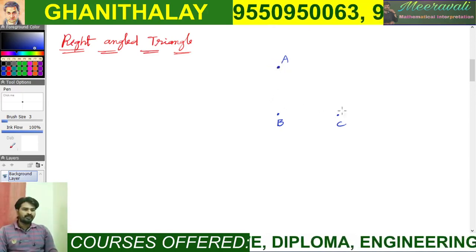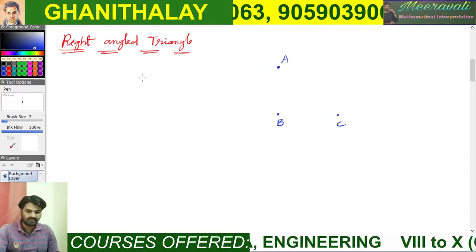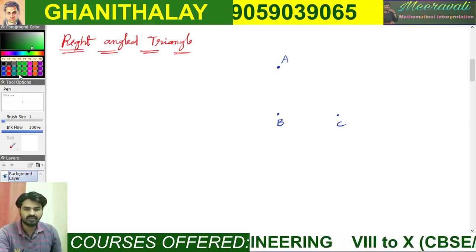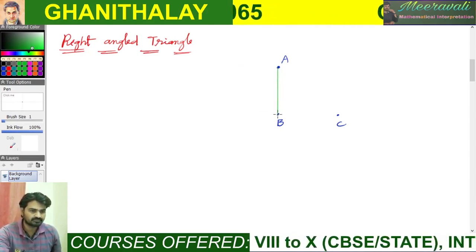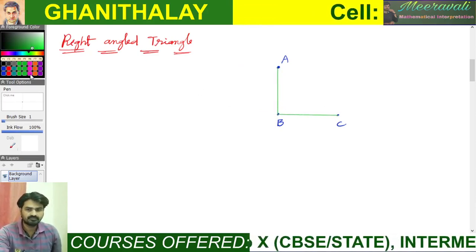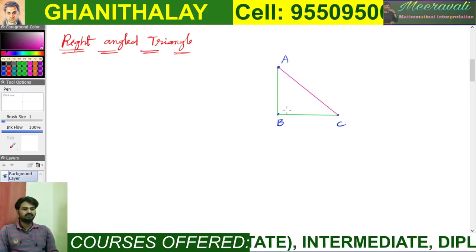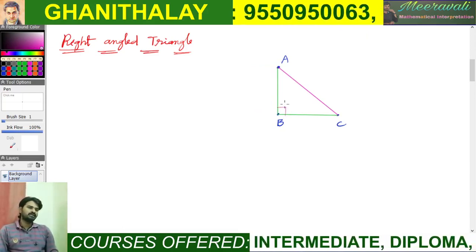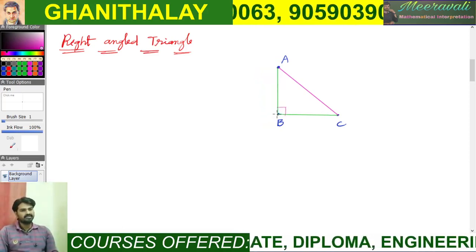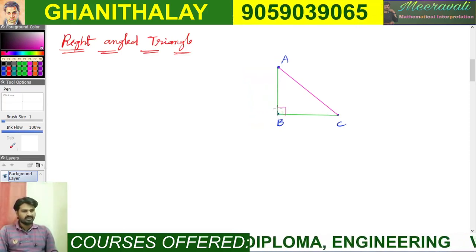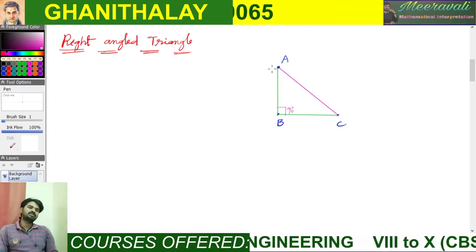If any pair of sides makes 90 degrees, that triangle is called the right angle triangle. For example, I am going to join here like that. This is a triangle. If you observe here, AB and BC are the perpendicular sides. The angle between AB and BC, where they intersect at the B vertex, is 90 degrees. This is the right angle triangle.